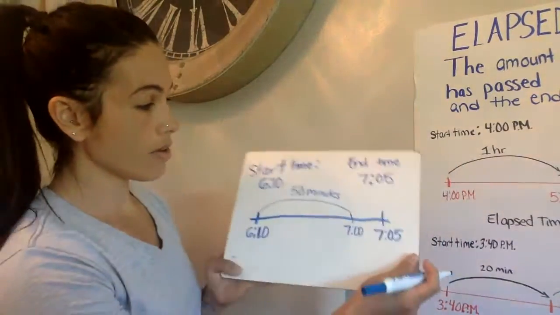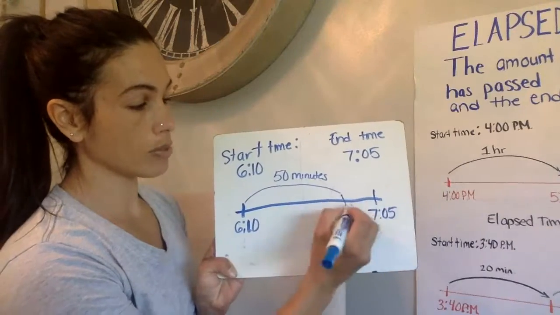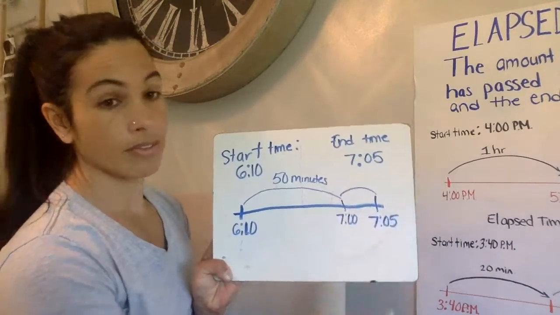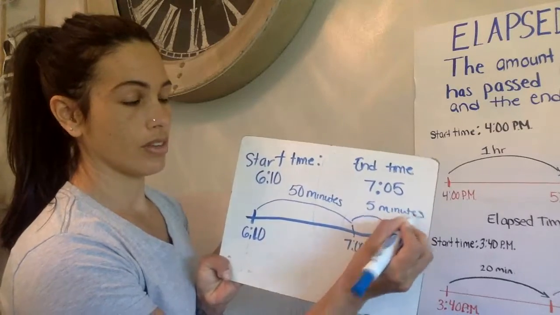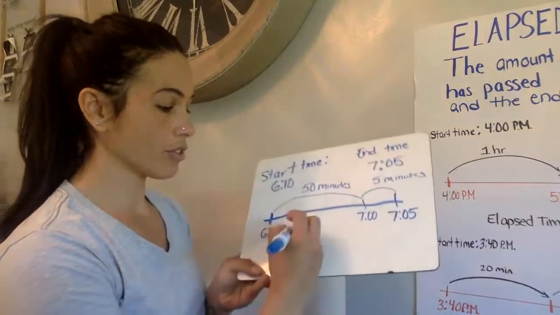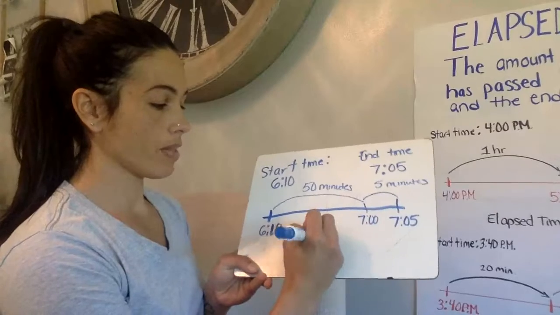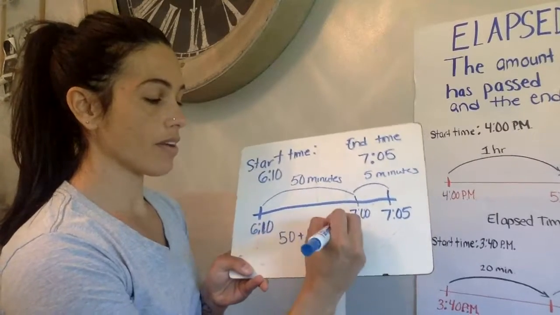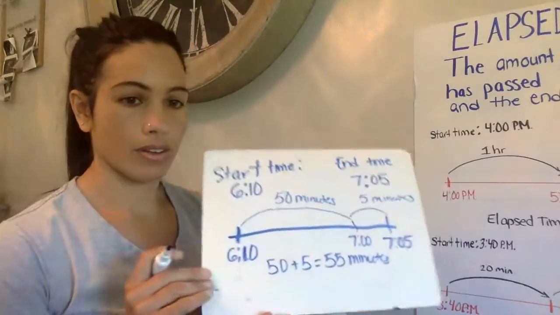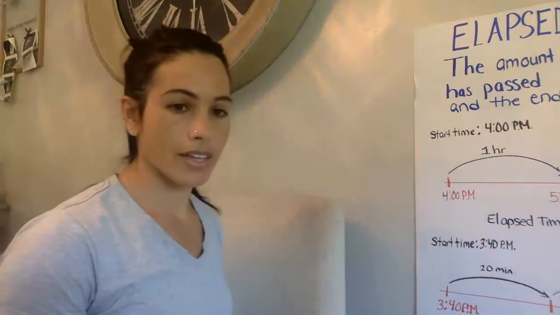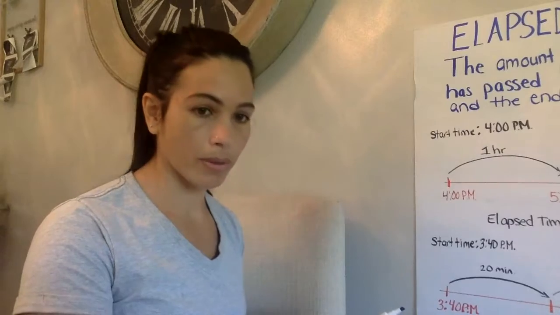Okay, and then we got to figure out what's the time between 7 and 7:05. It's 5 minutes. So now add these together. So 50 plus 5 equals 55 minutes. Okay, so that is how you do another one of those problems.